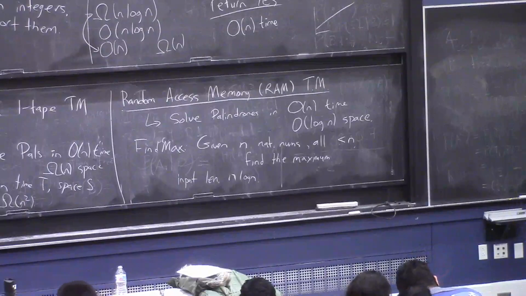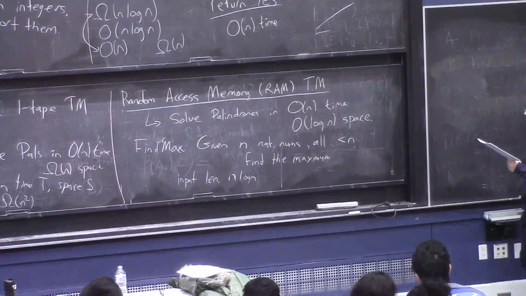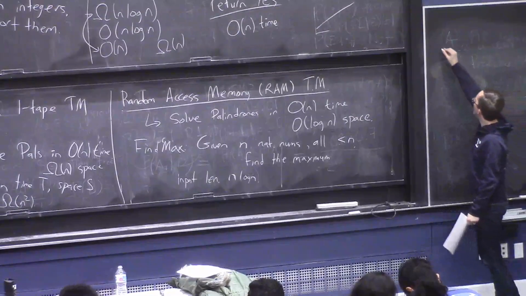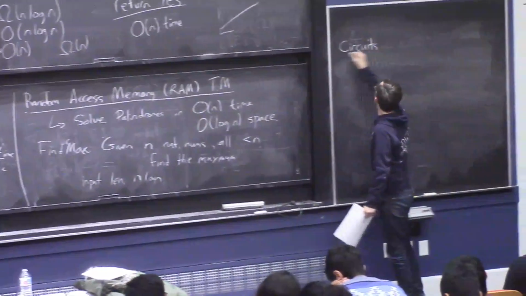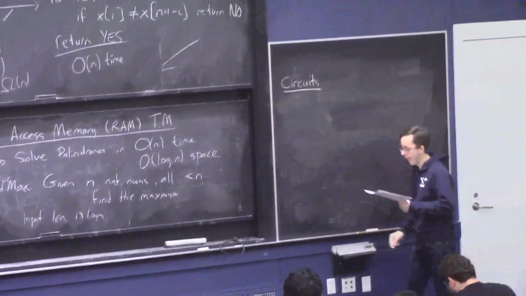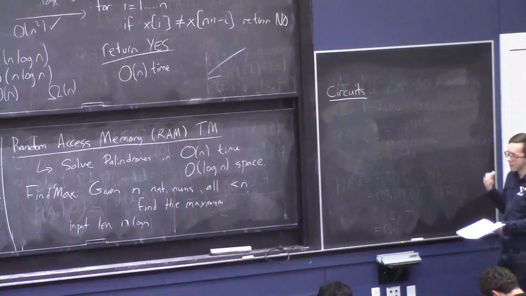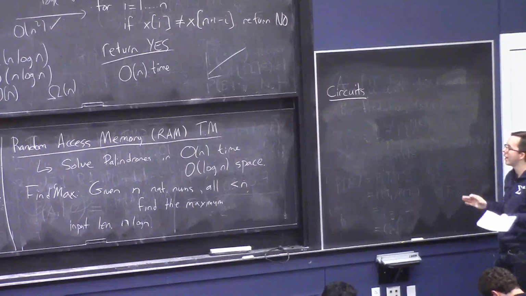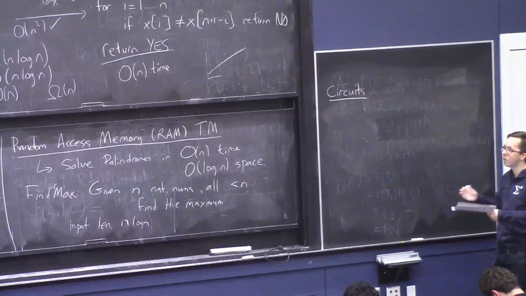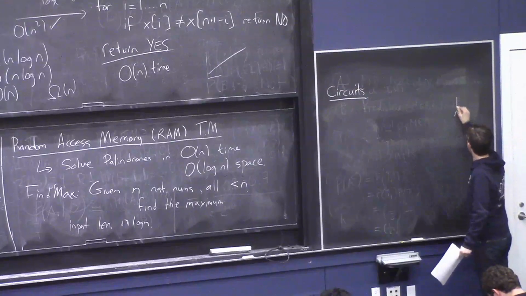OK, the second model I want to talk about today, which is also kind of beloved by complexity theorists and quite natural and enjoyable, is the model of Boolean circuits. These are also a really nice model for computation because, like Turing machines, they're 100% concrete and unambiguous. There's no wishy-washiness about what the complexity of this circuit is. I mean, you know what a circuit is, right? It looks like this.